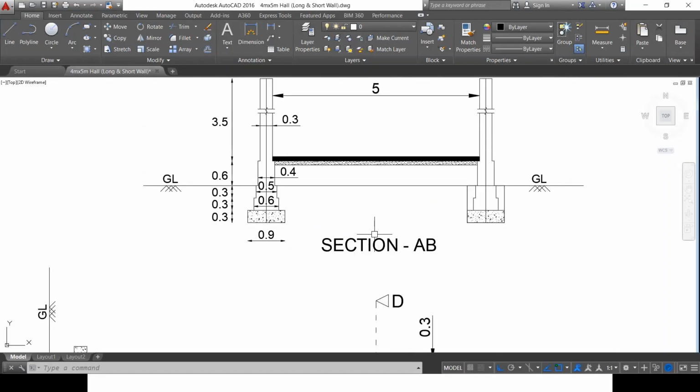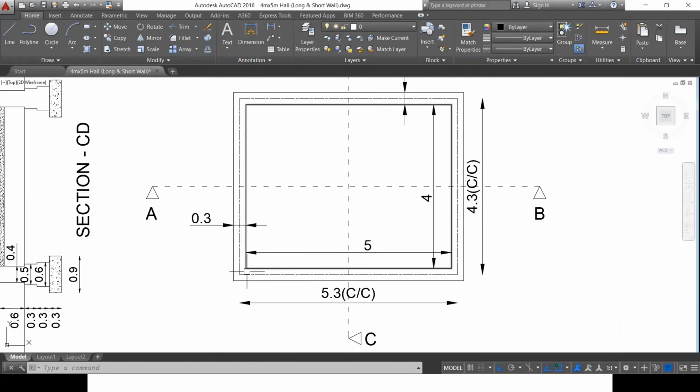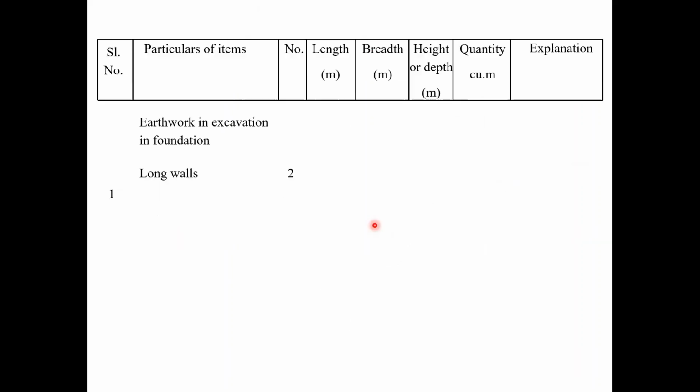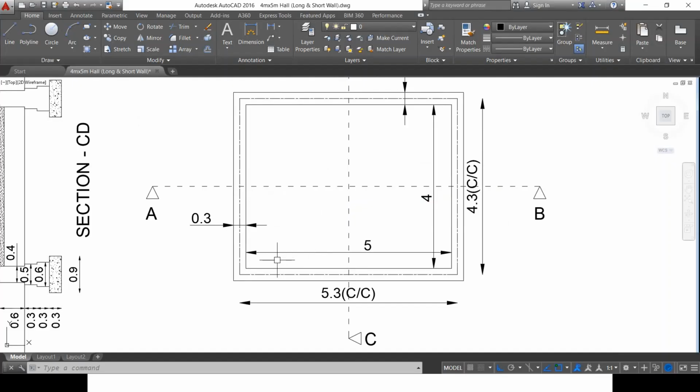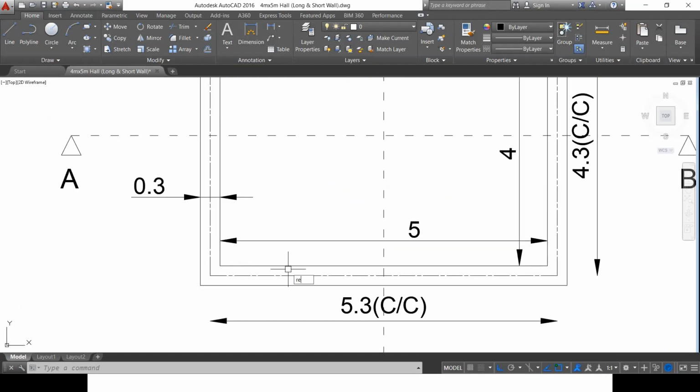How many numbers are there? The long wall is of 2 numbers, 5 meter and 5 meter. Since there are 2 numbers, I have entered the number as 2. Now I need to consider the total length. What is the total length of excavation I'm going to make?